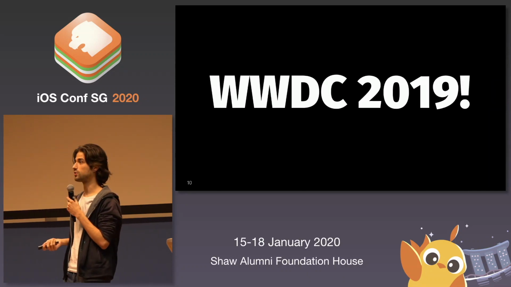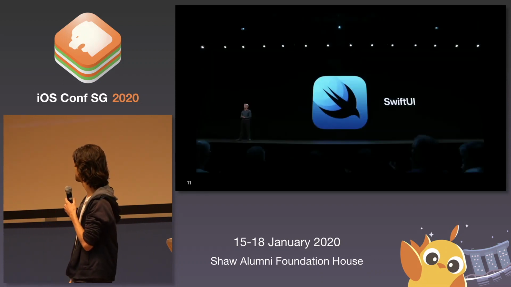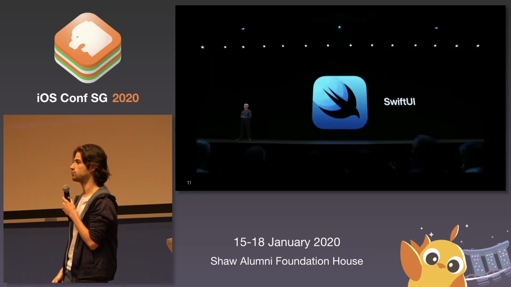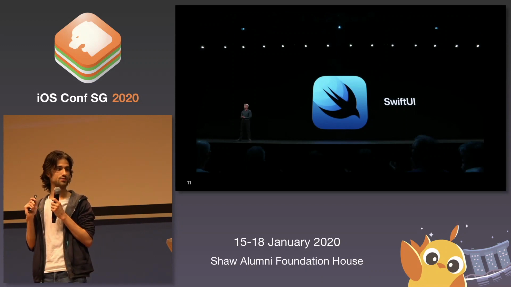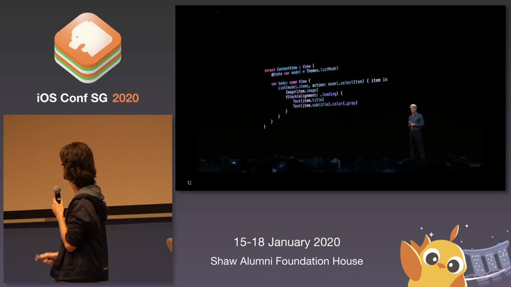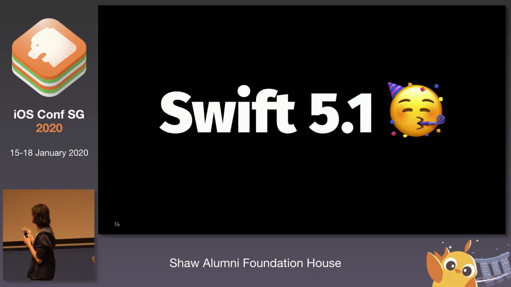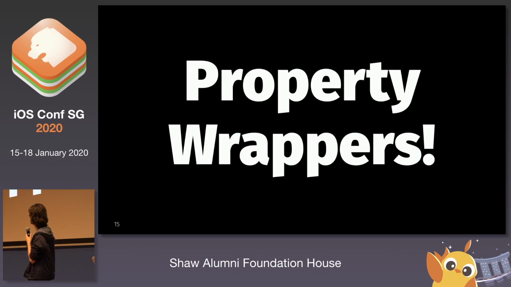Because at WWDC 2019, last year, something happened. Apple introduced a small new framework called SwiftUI. You might have heard about it. And if you remember, in the first code snippet they showed, there was this thing, @State. And you might have been wondering, what is this? Well, this is one of the new additions of Swift 5.1, and this is what is called property wrappers.